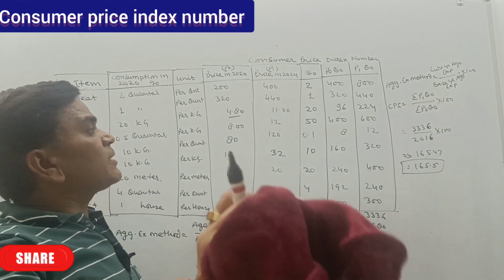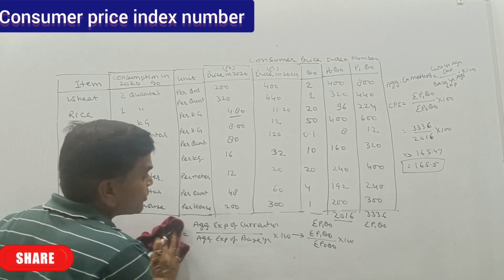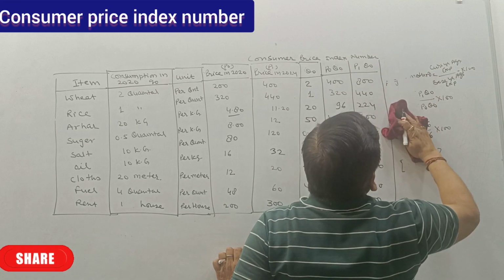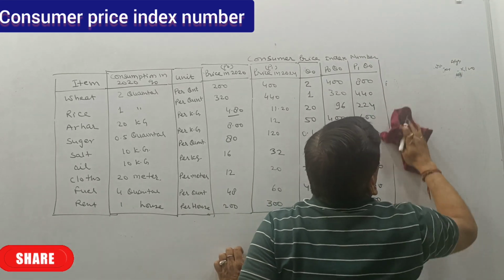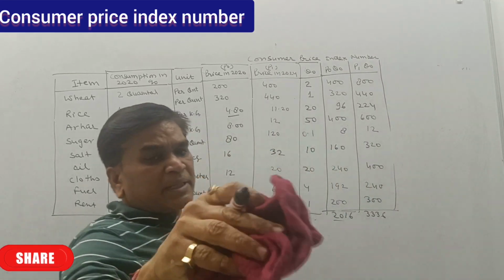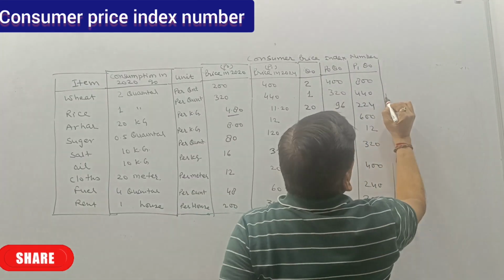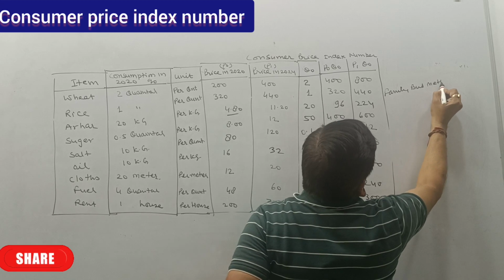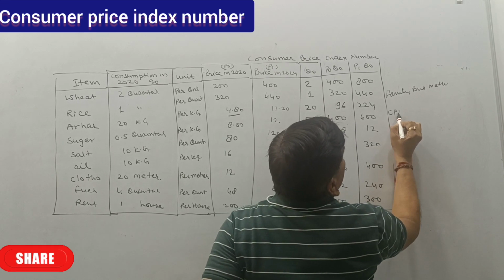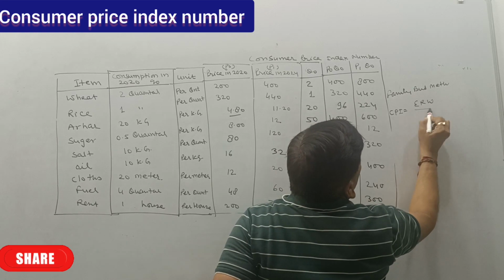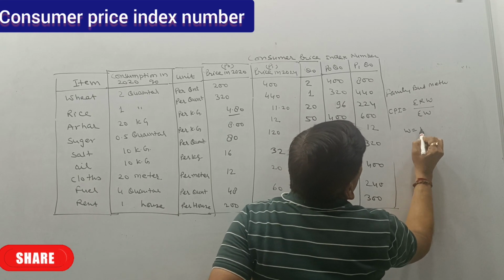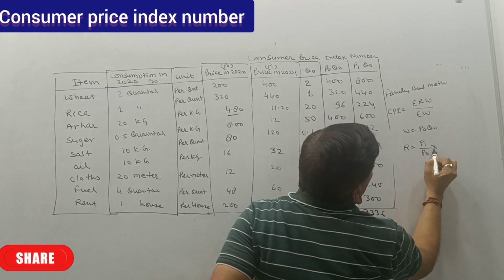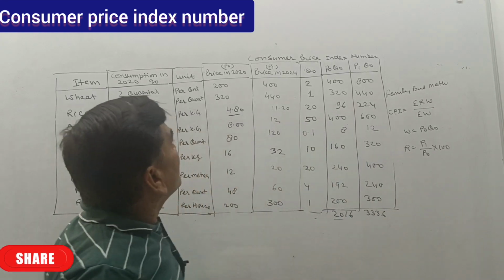Now we also have the family budget method. For the same question we can use the family budget method also. So the family budget method formula for the consumer price index is sigma RW divided by sigma W, where W is P0 Q0 and R is P1 by P0 multiplied by 100.